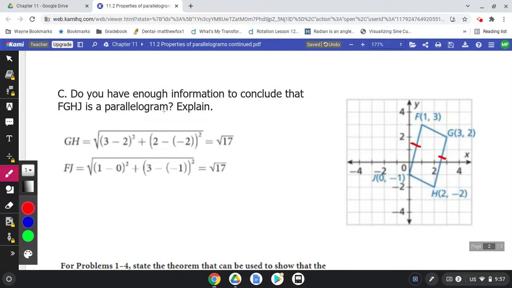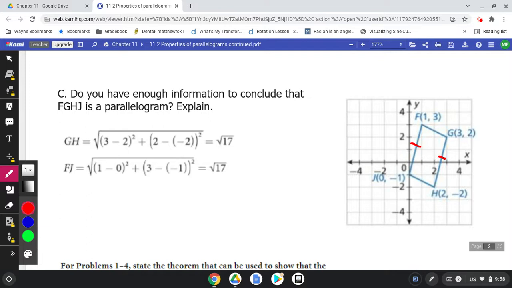And explain. Now, this is kind of a confusing question because right now, do we have enough things marked? No. However, do we have enough information to conclude it? That depends on what you consider information. At this point, we have not talked about enough things to conclude it. Just because two of these opposite sides are congruent does not mean it's a parallelogram.